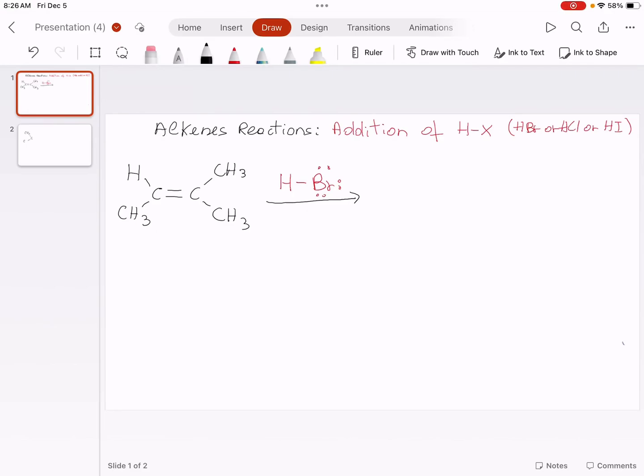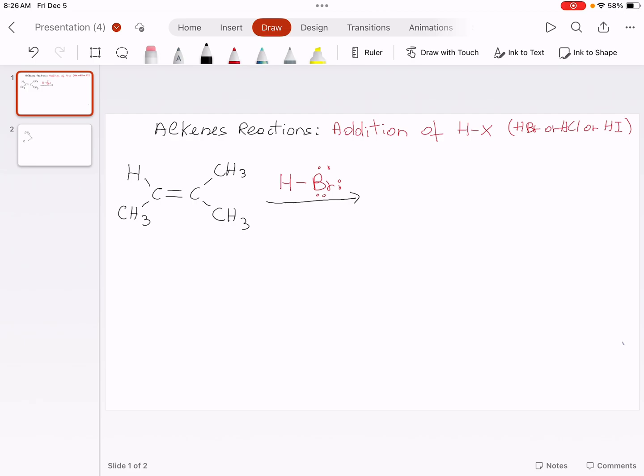Good morning. So this is a new mechanism and it deals with alkenes, and we're going to see the general mechanism for an addition. In this particular case, we are looking at the addition of hydrohalic acids like HBr or HCl or even HI. But this mechanism outlines how alkenes normally react.